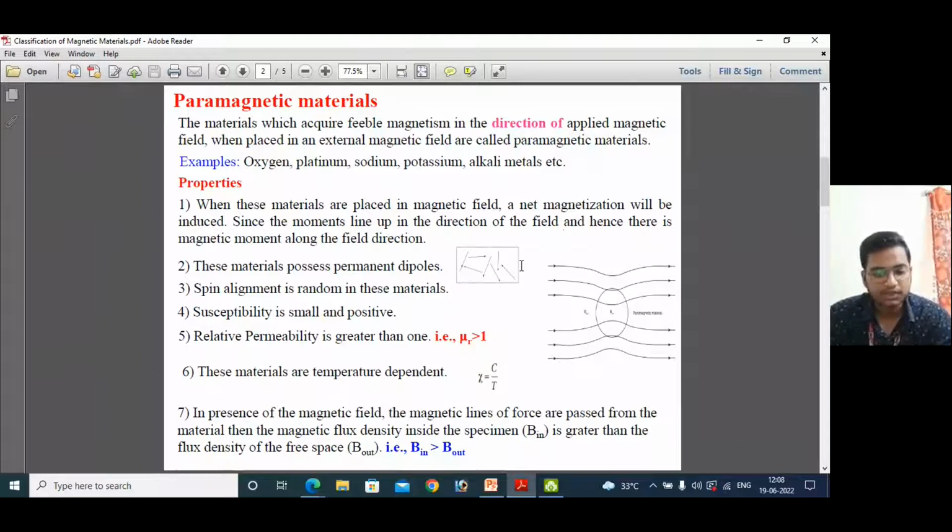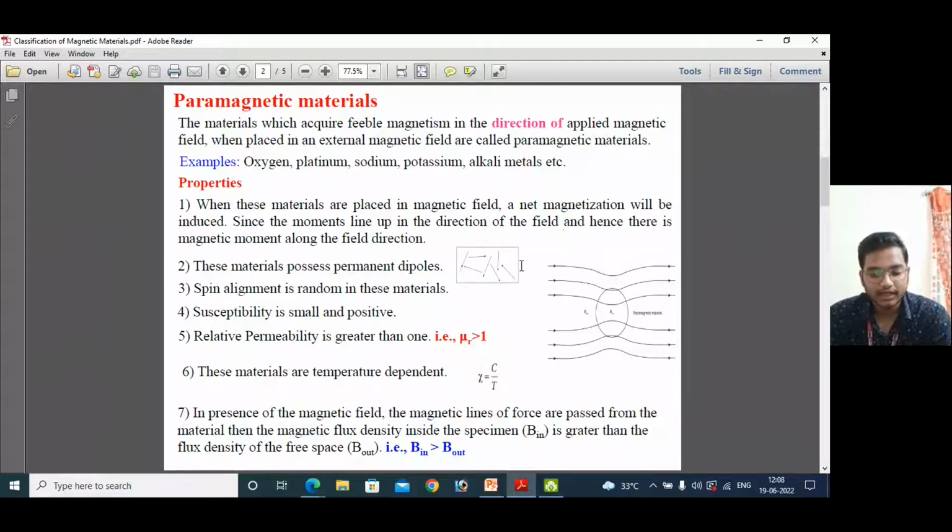The value of susceptibility is small and positive. Relative permeability is greater than 1. As we know that mu r is equal to 1 plus xi, as xi is positive, mu r is greater than 1. These materials are temperature dependent and it is given by the relation xi is equal to C by T, where C is constant.